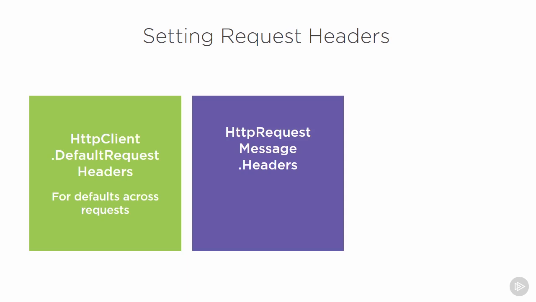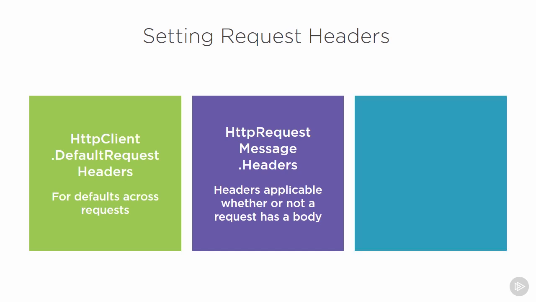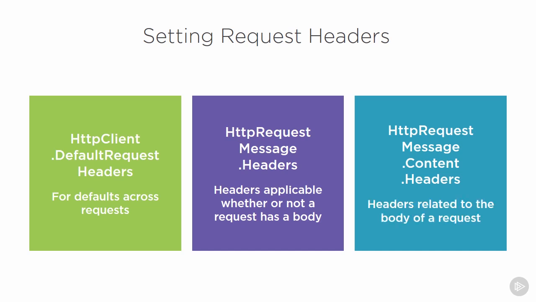2 via HTTP request message.headers. These are headers like accept encoding, authorization and so on, i.e. headers that can be set for requests with an empty body and with a request body. They don't have anything to do with the content of the message. 3 on HTTP request message.content.headers. And these headers relate to the content of the message, like content type.